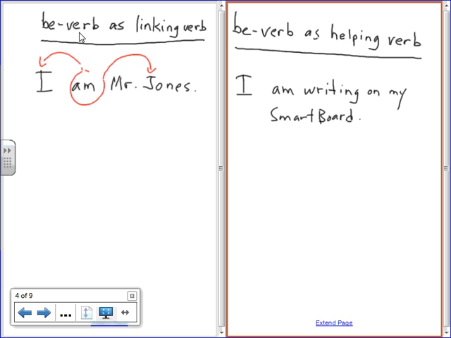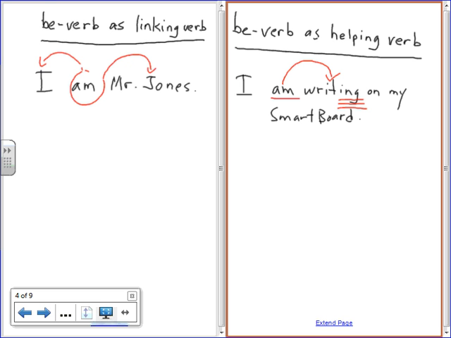Now, what is the difference here, guys, between am as a linking verb and am as a helping verb? Well, in this sentence, am is accompanying another verb, namely writing. An easy way to identify when a be verb form is functioning as a helping verb is that the verb it is accompanying is always an ing form. All right? I am writing on my smartboard.